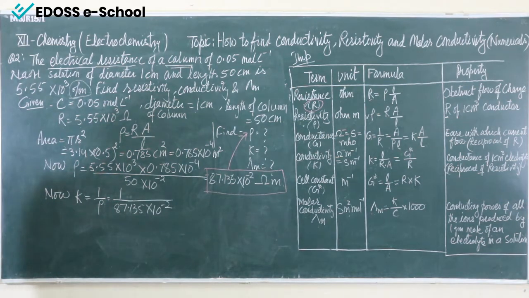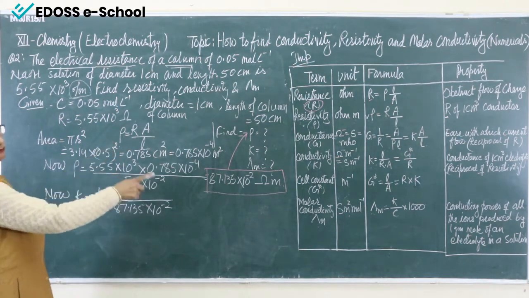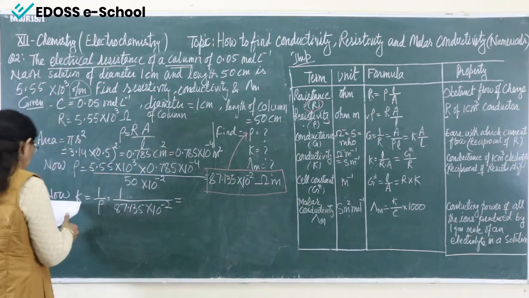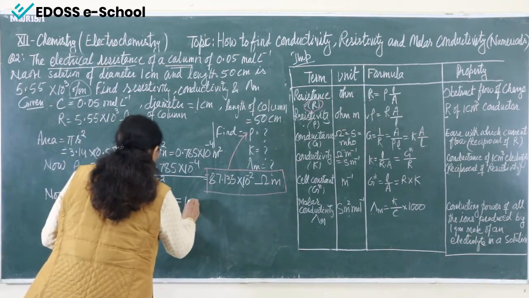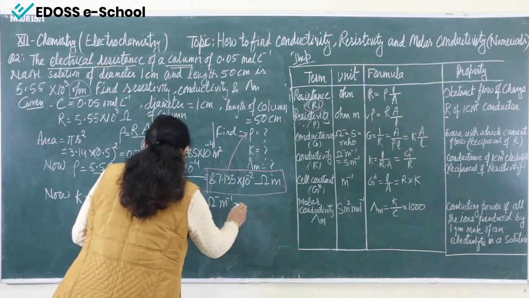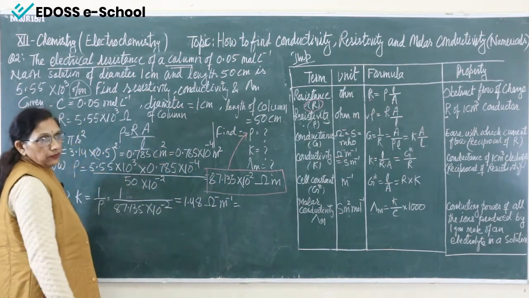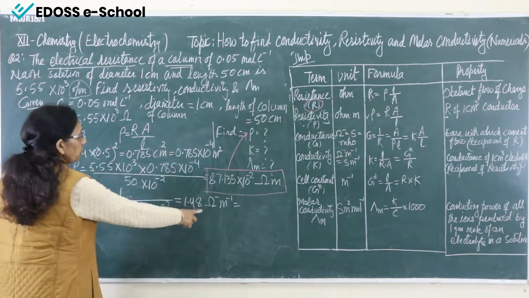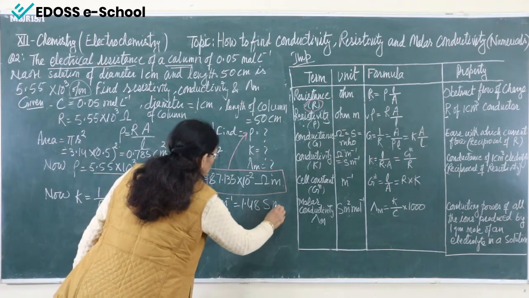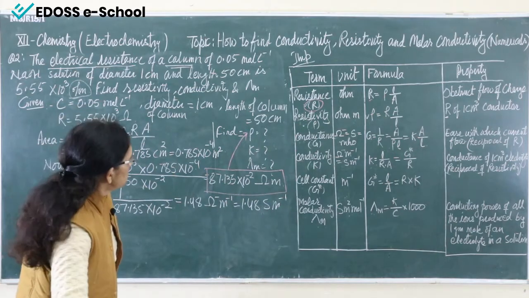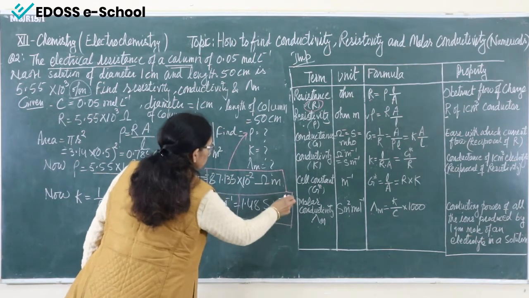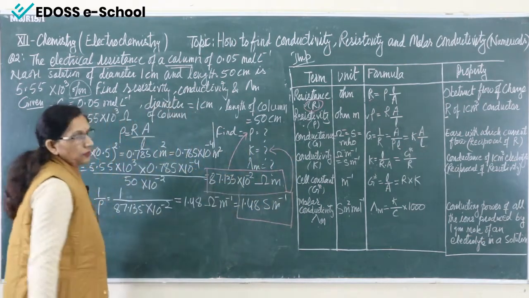If you calculate it, there is no need to do the whole equation. Now after calculating, we will get the value. This will come 1.48 per ohm per meter. And per ohm we can use Siemens, because Siemens is the SI unit. So in place of per ohm we use Siemens. So this is equal to 1.48 Siemens per meter. This is our second value we have calculated.